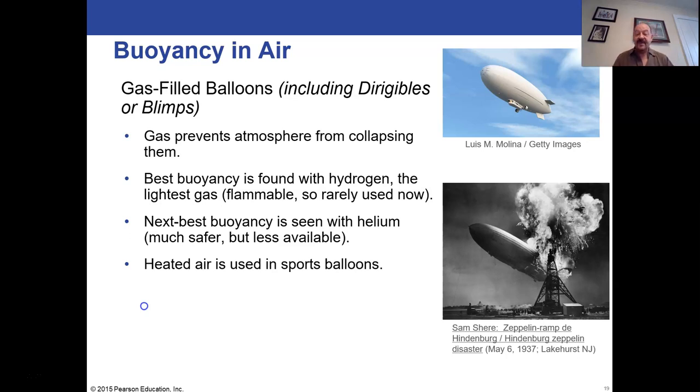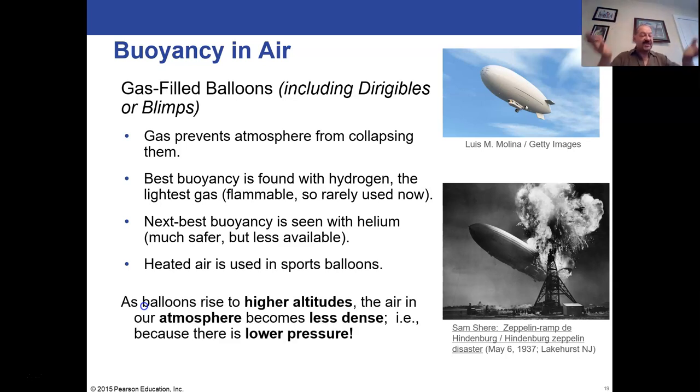be in big trouble. But the other option for balloons is just using hot air, and you've seen these sport balloons. People have balloon festivals, and they have some kind of flaming device, and it will just heat up the air. Well, hot air has a lower density than cool air around it, and when it has a lower density, it will float up.